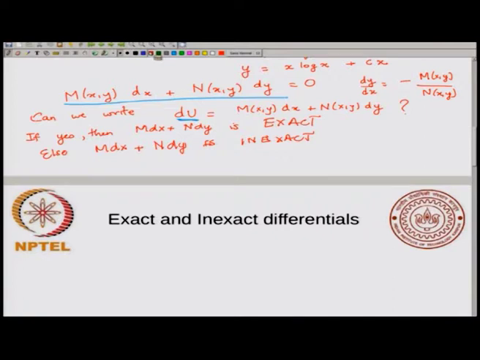So, what is the condition for m of x y dx plus n of x y dy to be an exact differential?